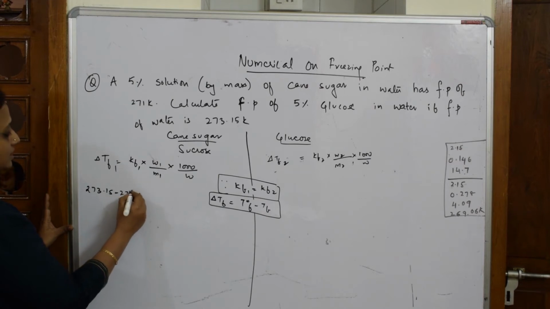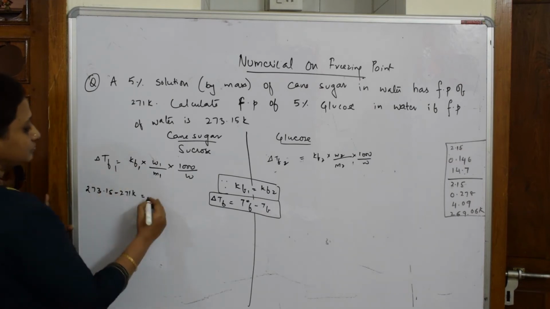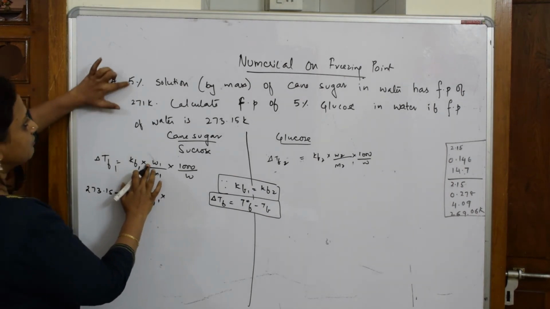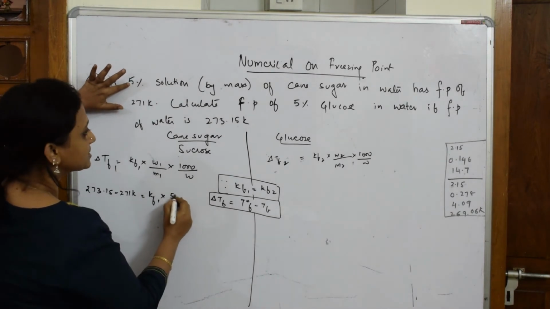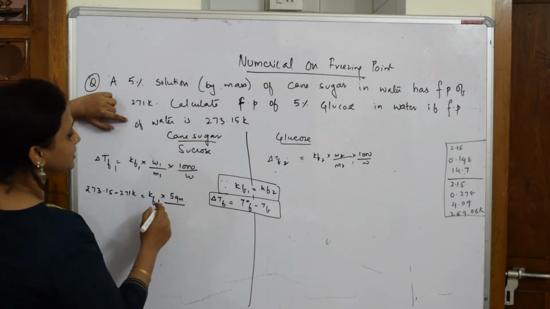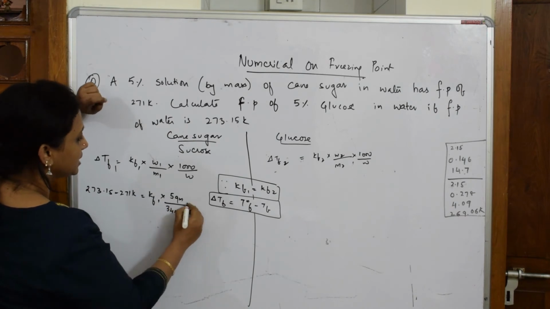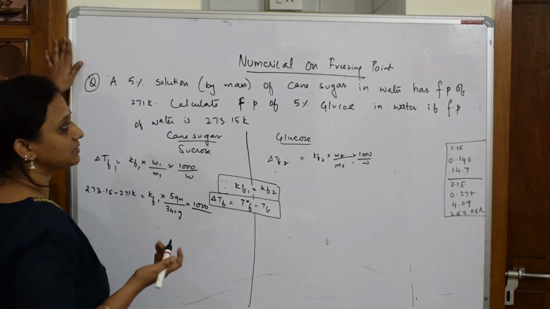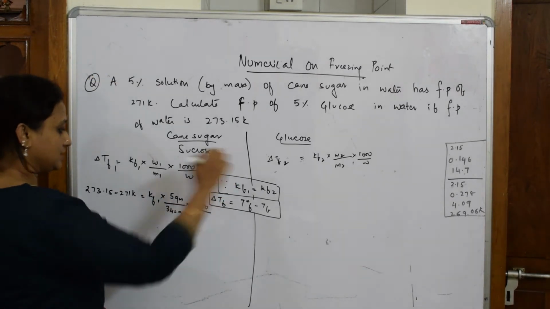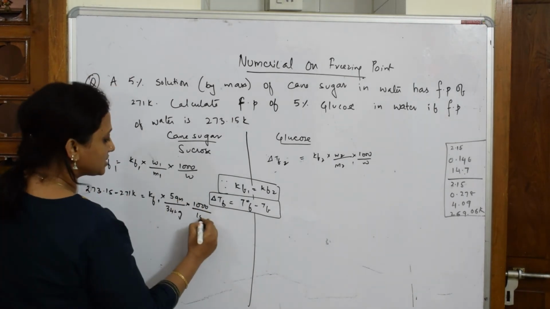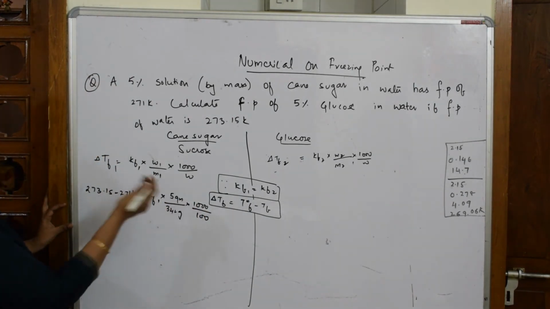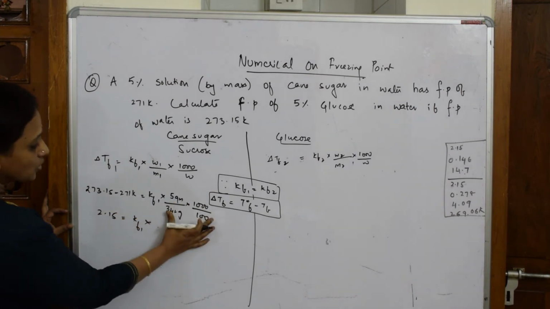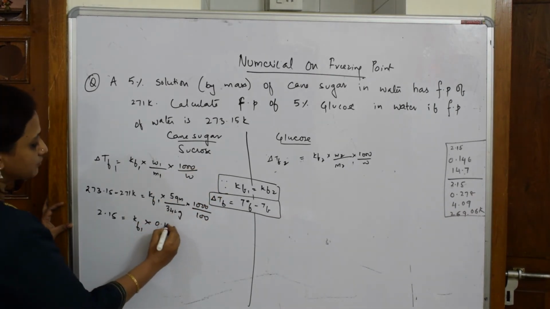So delta TF is 273.15 minus 271 Kelvin, equal to KF into W1, the cane sugar weight. 5% is nothing but 5 grams. The molecular weight of sucrose is 342 grams, into 1000, divided by the weight of water. Since it is 5%, 5 grams is dissolved in 100 grams of water, so this is 100 grams. When I solve this, I get 2.15, which is equal to KF1 times 0.146.